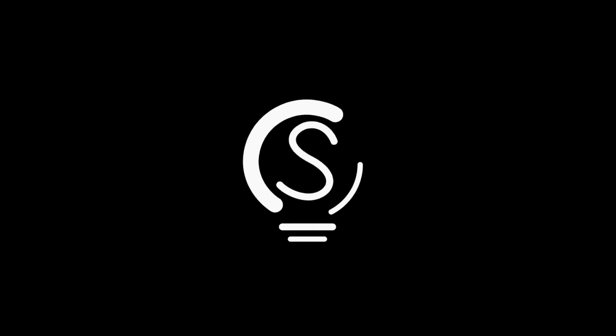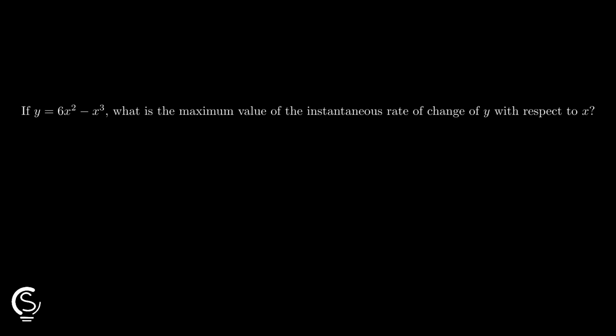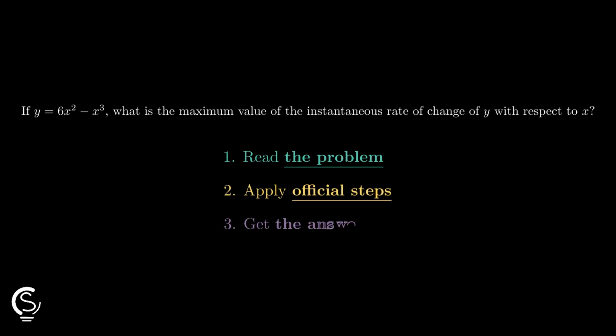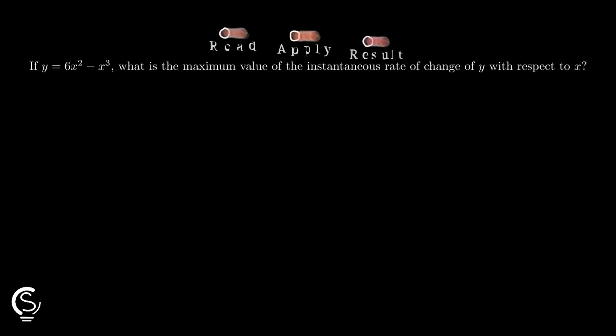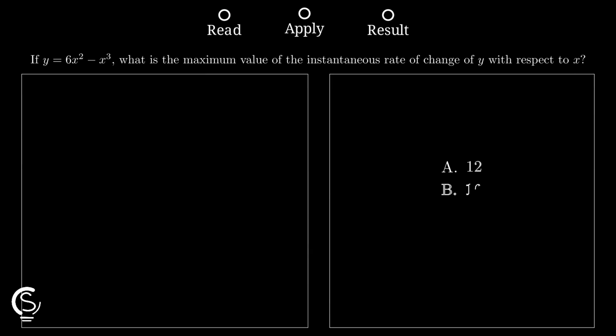Let's level up. Finding the maximum rate of change for this cubic function is actually quite simple if you follow these quick steps to get the right answer. First, we need the instantaneous rate of change, which is just the first derivative. Differentiating our function gives us 12x minus 3x squared. This represents the slope at any point.